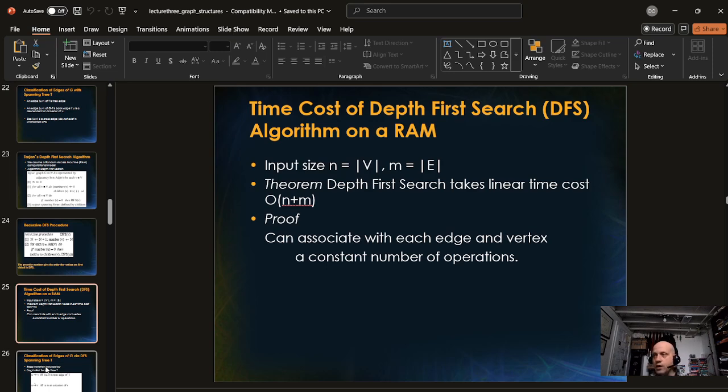Here we examine the time cost of the depth first search (DFS) algorithm on a RAM. Here the input size n is equal to the length of the set of vertices, and m is assigned to the length of the edges. Here the theorem: depth first search takes linear time cost, estimated to be O of n plus m. Here the proof addresses: can we associate with each edge and vertex a constant number of operations.